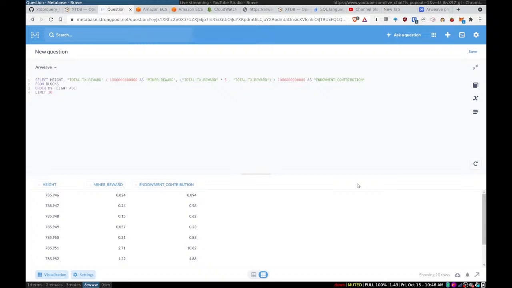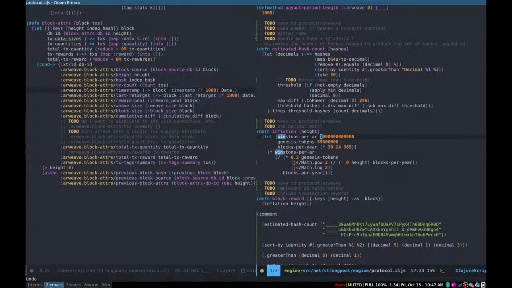Just a quick sanity check here. Do these numbers look sane? They look pretty sane to me. All right, let's see if we can get the inflation in there.